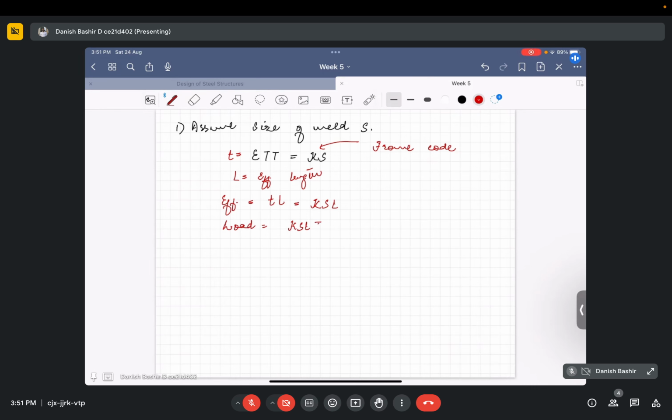I told you why we are taking shear stress here: the fillet weld is a type of weld that is predominant in shear only. Butt weld is predominant in tension and compression. So we have to take the allowable shear stress of weld in Newton per mm square or megapascals. Then the strength of the weld P we calculate as K times S times L times tau VF. This is the formula, and you have to use it in the design procedure also.